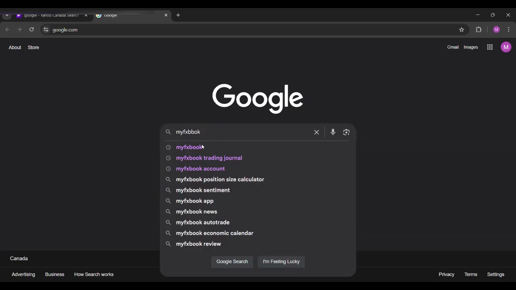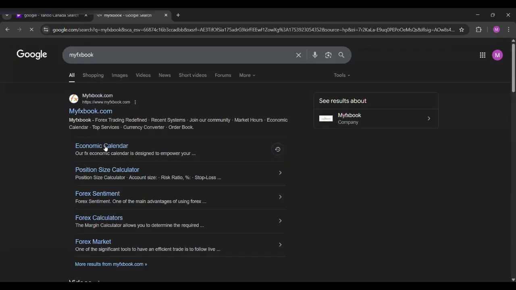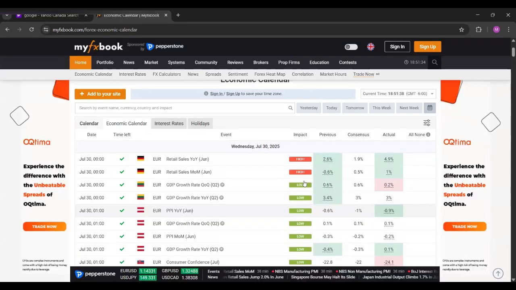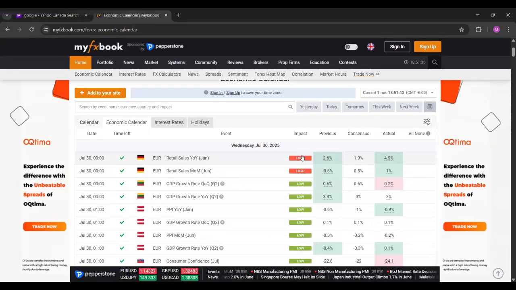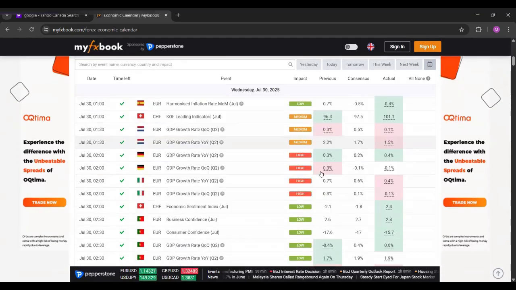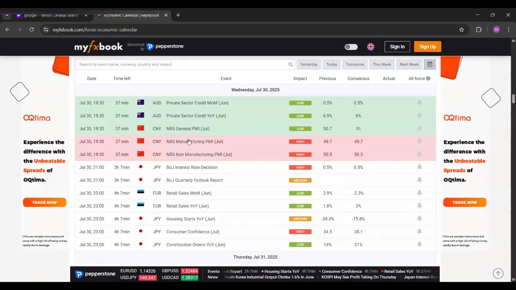So you go to Google and you type MyFXBook, right? And then you scroll down and select the economic calendar. There, you'll be able to see all the green, orange, or red folders. Right. So for example, if you're trading Euro USD, Euro CAD, you should be looking for Euro red folders, right? So if you're trading CAD JPY, all you've got to do is scroll down and look for any CAD red folders and the JPY red folders as well, right?